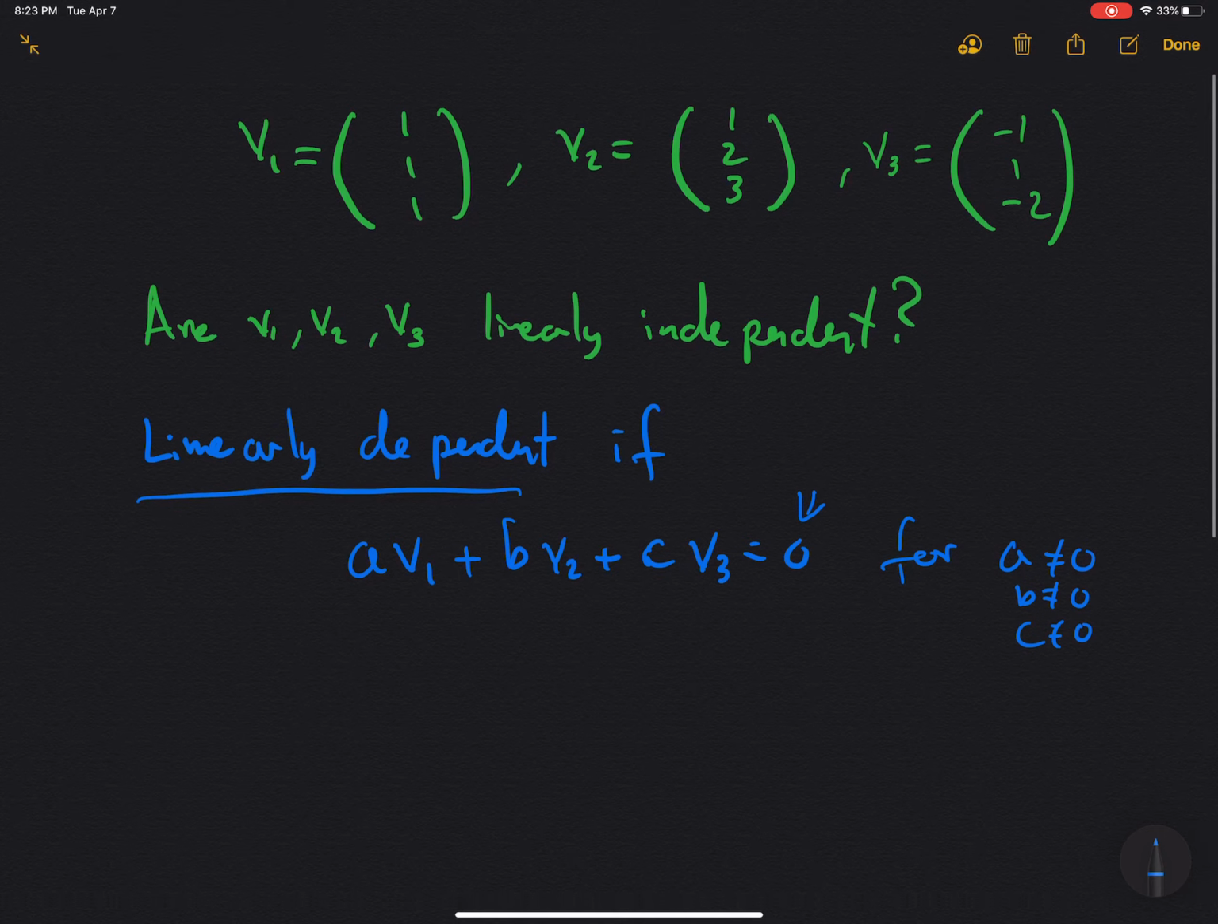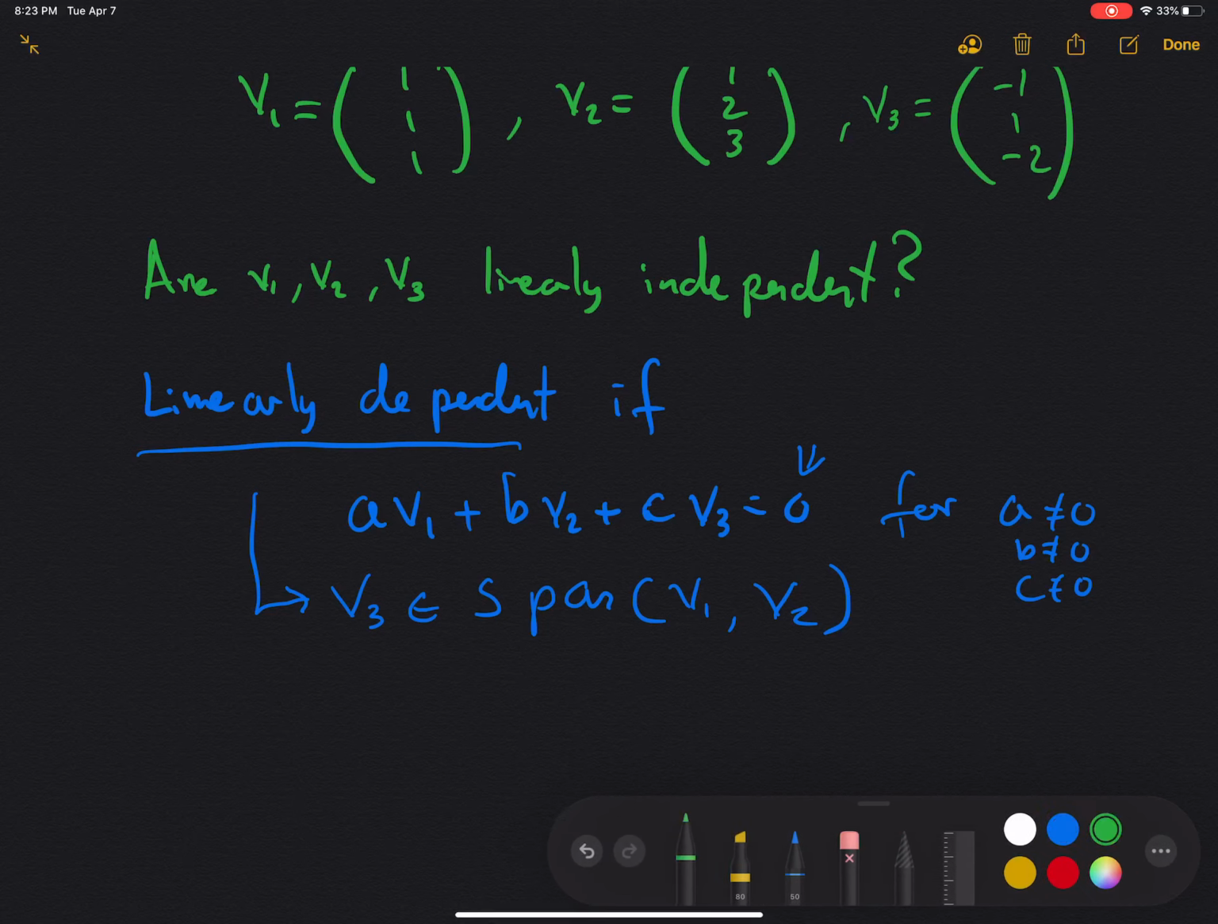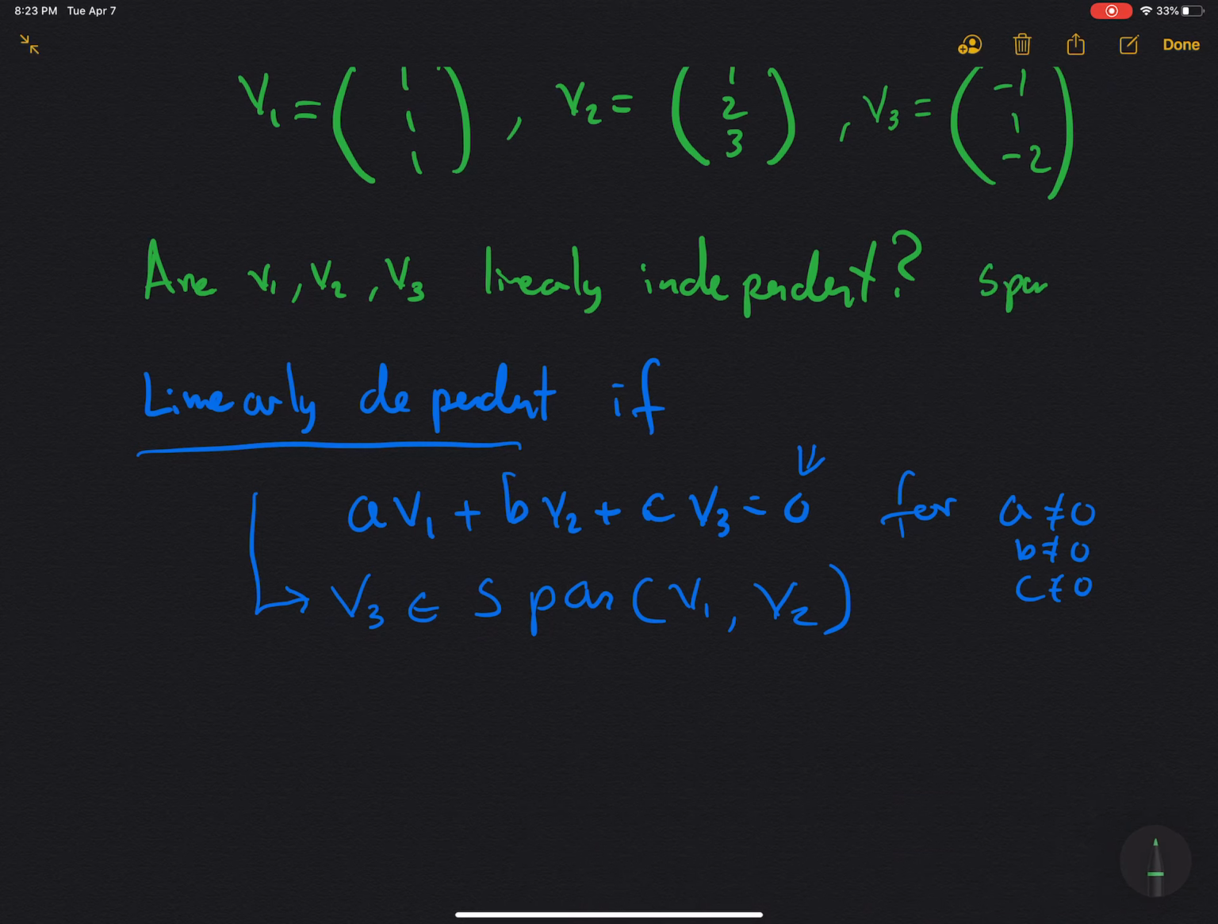Another equivalent way that we can think about this is, for example, if we can say that v3 is part of the span of v1 and v2. That's an equivalent way of saying that vectors are linearly dependent. Now, linearly independent means that this is false. Linearly independent means that, for example, we can say that the span of these three vectors is actually all of R3. So there are equivalent ways that we can think about this.